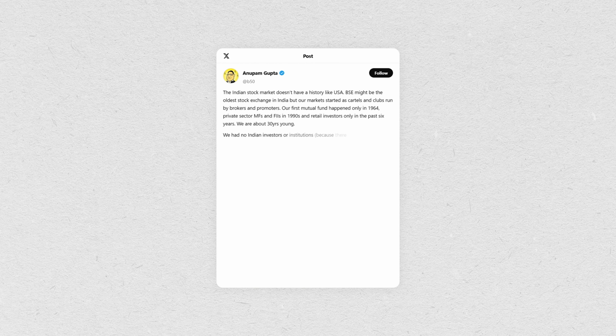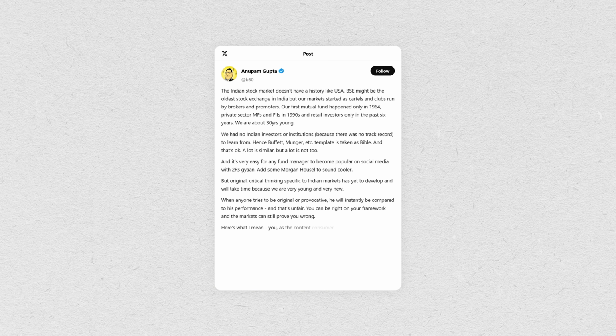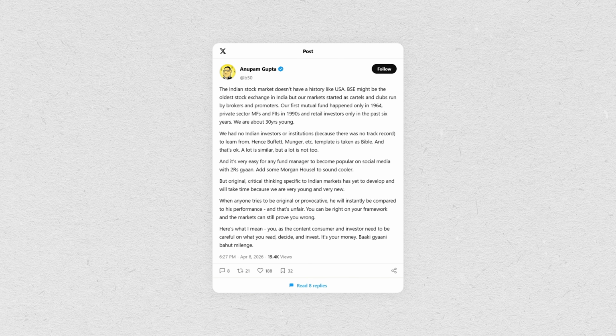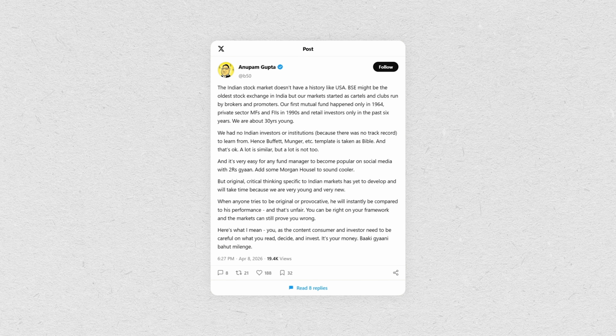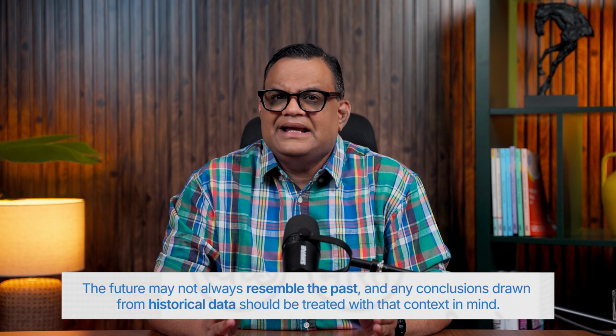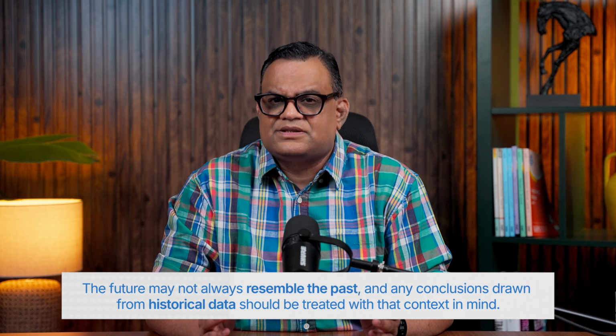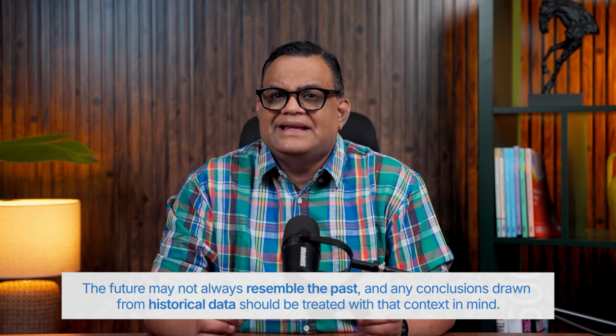And before we get into any of the metrics, here's a quick caveat. As Anupam Gupta recently pointed out, India's market history is relatively limited to roughly 30 years. Most of our observations and inferences are based on this period. While these patterns may hold, the shorter history compared to markets like the US, where nearly a century of data exists, means we should remain cautious. The future may not always resemble the past, and any conclusions drawn from historical data should be treated with that context in mind. Now back to the investor persona.